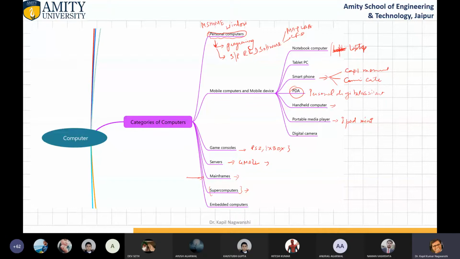They have their processors inside that. Then come to mobile sorts of computers: notebook computer, tablet PC, smartphones, PDA (personal digital assistant) like a GPS device in a car, handheld computer, portable media player like iPod Mini, etc., and digital camera. These are special kinds of mobile computer.